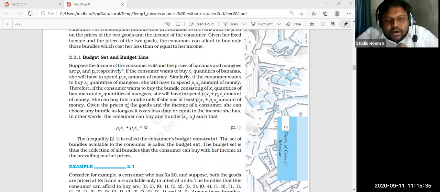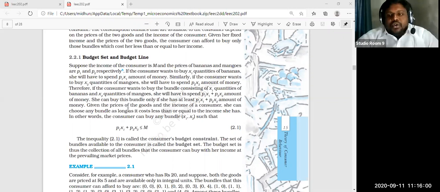In other words, the consumer can buy the bundle X1, X2 such that P1 multiplied by X1 plus P2 multiplied by X2 is less than or equal to the income M. Okay, P1 X1 plus P2 X2 less than or equal to M. Is that clear or not?